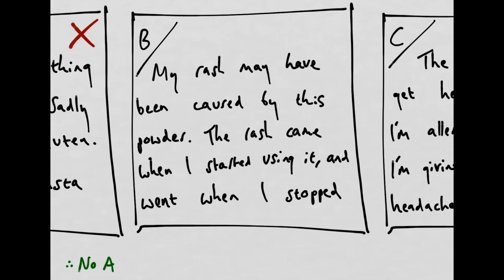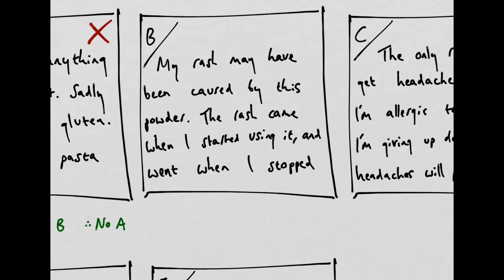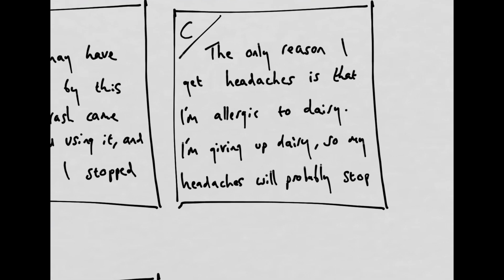So taking a look at option B now. This says that my rash may have been caused by this powder. The rash came when I started using this powder and went away when I stopped using this powder. So what's the logical form of this going to be? Well, the inclusion of the words may have makes the logical form of this one a bit difficult to work out. And remember, in the TSA, we've got a very limited amount of time. The reasoning in B looks very different to the reasoning in the passage. So it's probably best to leave B till the end. And if we have an answer, then we've saved a lot of time.